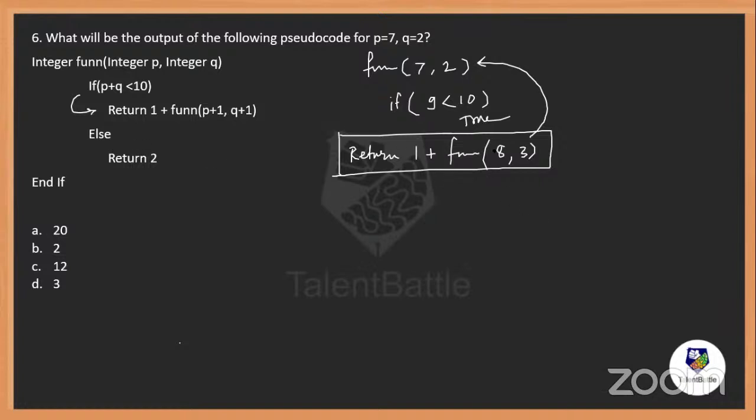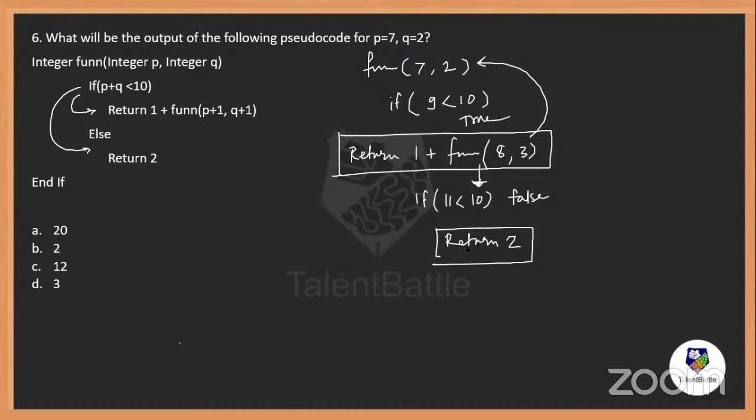Okay. Now, when you again pass your control to the function, it will again check the if condition where p plus q. Now these values are updated, right? 8 and 3. So 8 and 3 will be 11, which is less than 10. And now this time my condition is false. So if the condition is false, control will go to the else block and we will be returning 2 from here. This is my final call of the recursion.